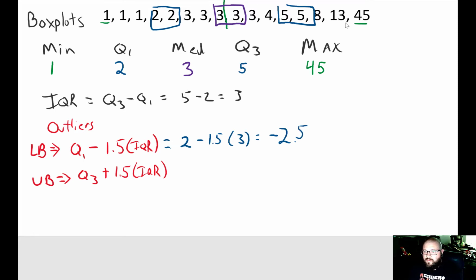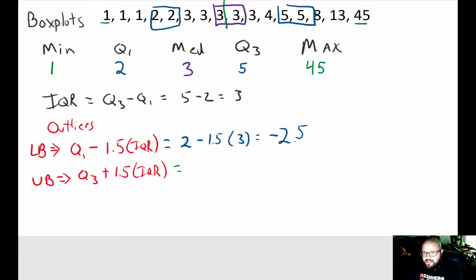So we don't have any negative values in our data plot up here, so therefore there are no lower values that would be considered outliers. Well, let's check out these outliers on the high end here for our upper bound, because 13 possibly, but 45 definitely is pretty high up there. So let's see how that plays out for this one.